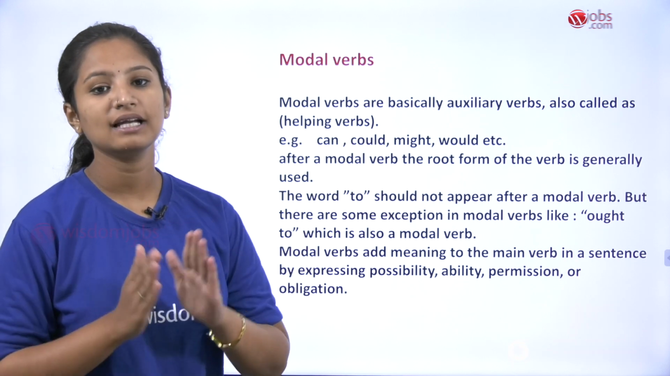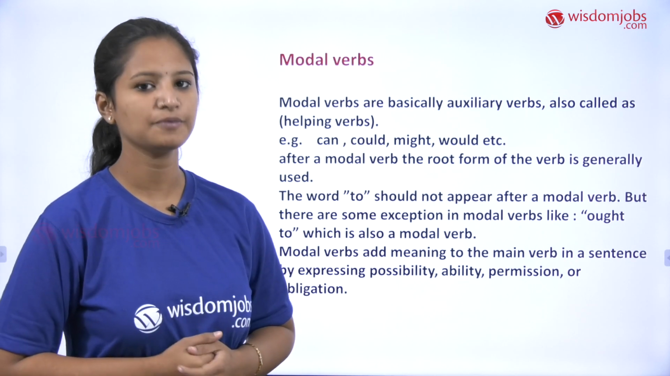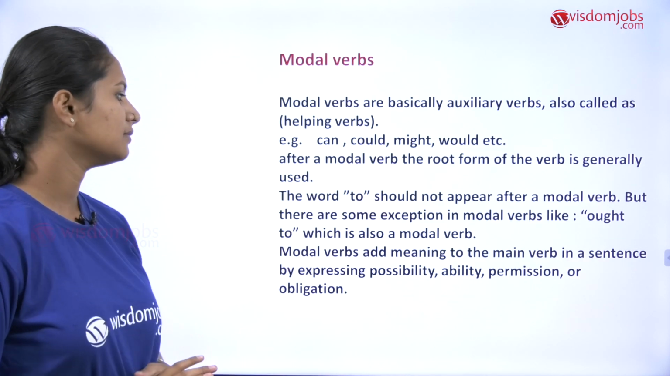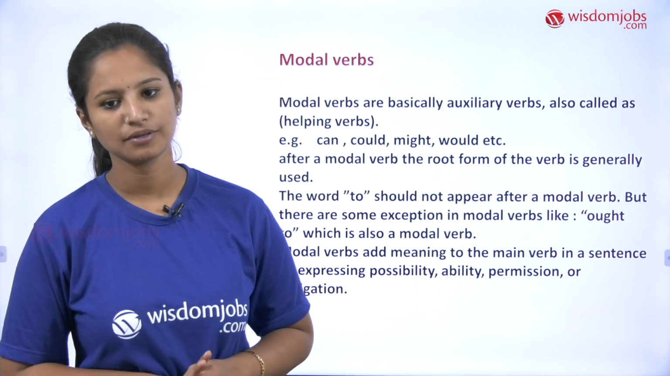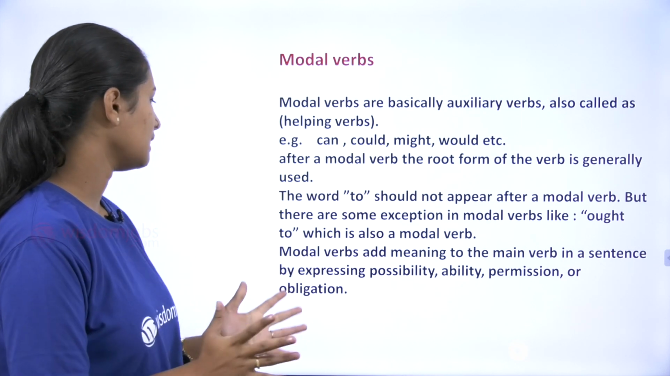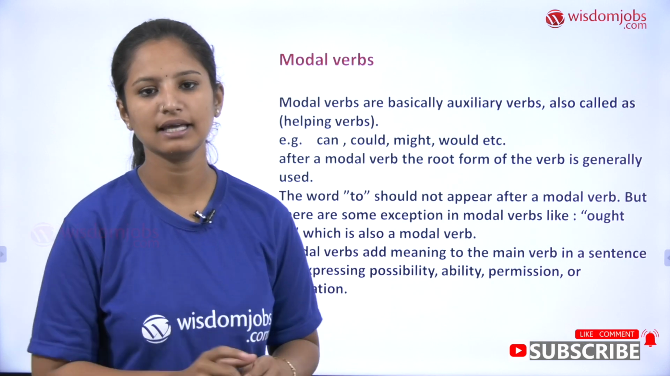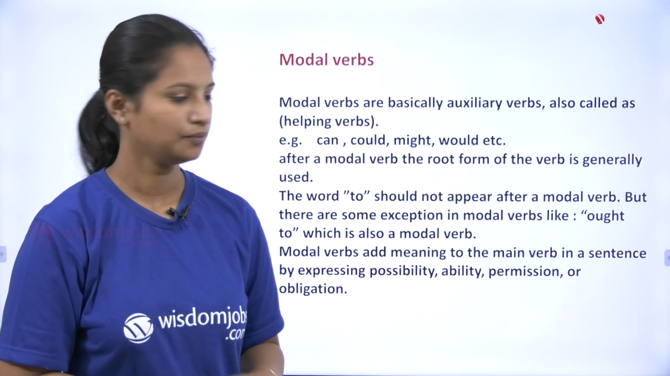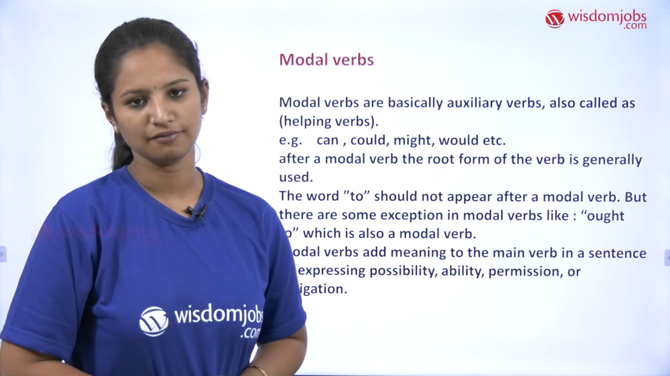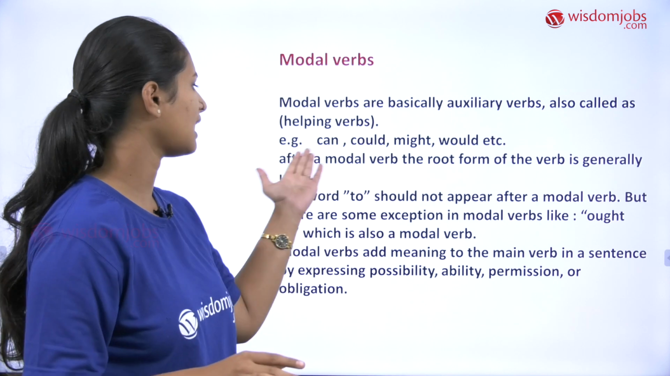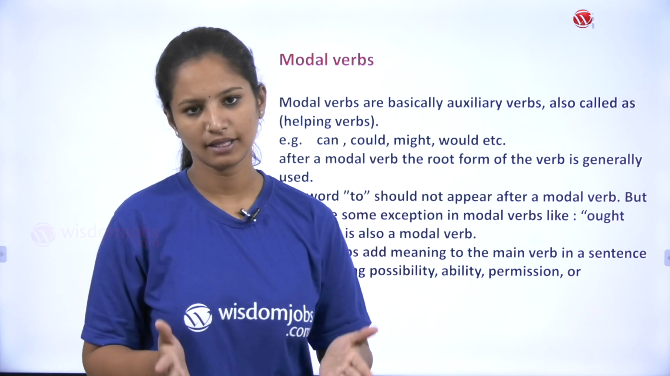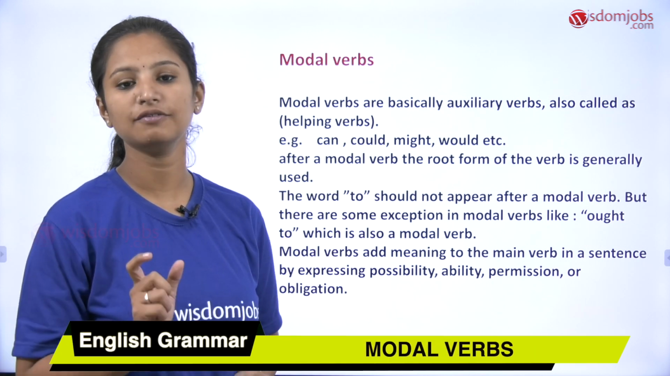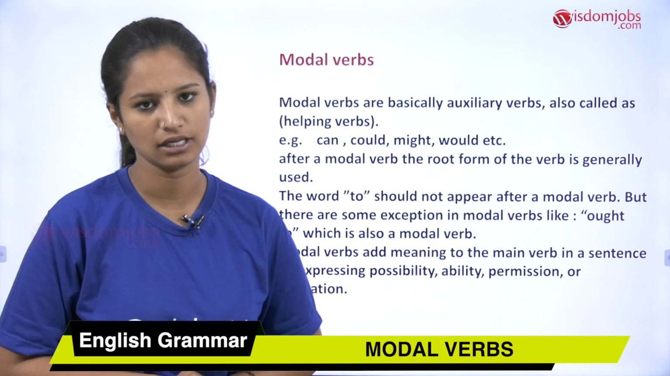But before that, let us look at the terms and conditions of modal verbs in the formation of sentences. Can, could, might, would, etc. After a modal verb, the root form of the verb is generally used. For example, the word to. Especially, the word to should not appear after a modal verb. There are many kinds of modal verbs, but the word to should never appear after them. You can never use to after a modal verb.